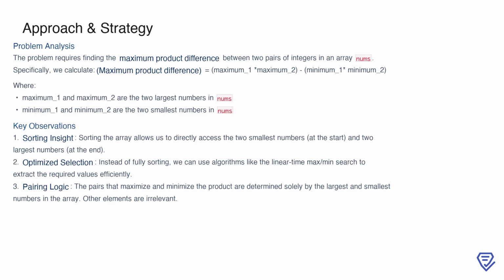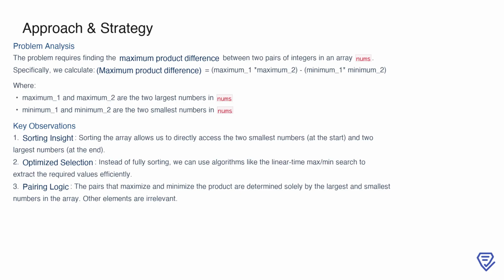To solve this problem, we need to compute the maximum product difference between two pairs of integers in the array. Specifically, we calculate the difference between the product of the two largest numbers and the product of the two smallest numbers. This means identifying the largest two numbers, which we'll call maximum_1 and maximum_2, as well as the smallest two numbers, minimum_1 and minimum_2, from the array.